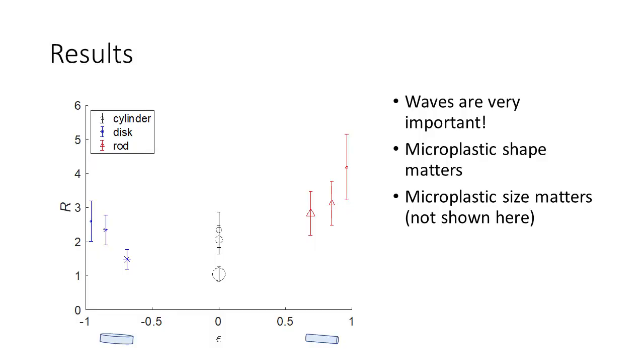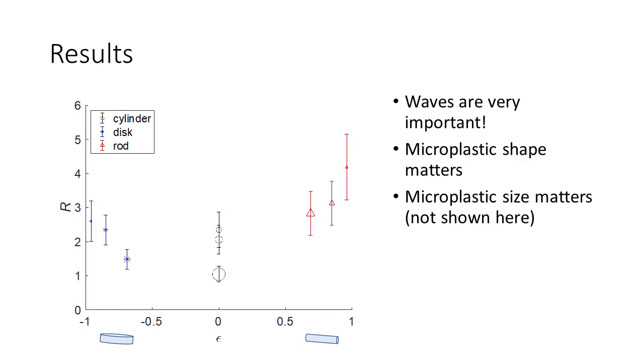Here is a plot of some of the main results from our experiment. So we're plotting the ratio between the dispersion of the microplastics in the presence of waves against the dispersion when there were no waves. And we can see that the microplastics disperse much more when there were waves than when there are no waves, up to 400% as much. I'm plotting these against the particle shape.